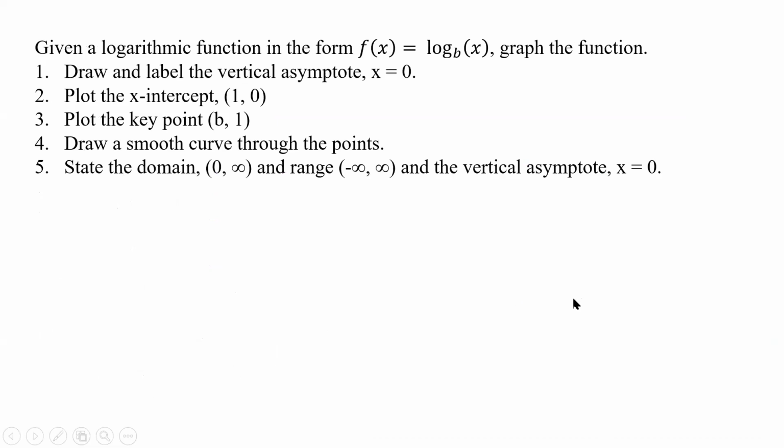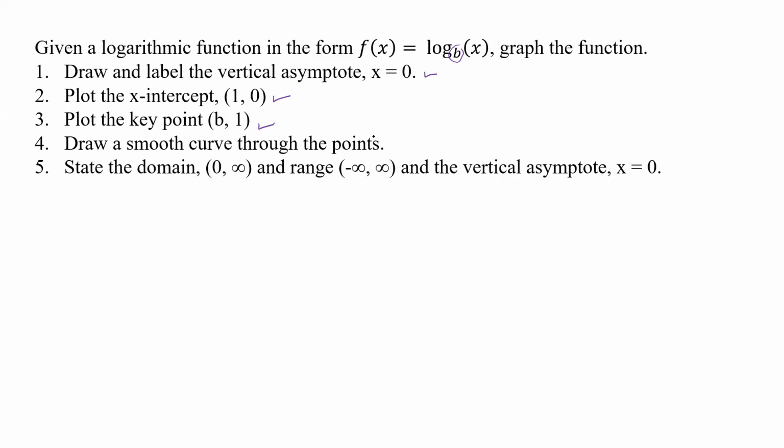All right, so again, what we're going to do is they're going to give us some functions, and we actually have to graph them. And so the key thing is we draw and label the vertical asymptote x equals 0. And again, that's in the form like this. We don't have shifts yet. Then we have our x-intercept. Well, that's the (1, 0). Our key point is (b, 1). Well, that's just whatever the base is, comma 1. And then we draw a smooth curve through the points.